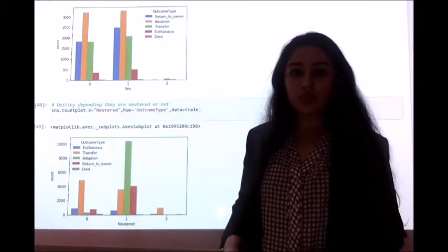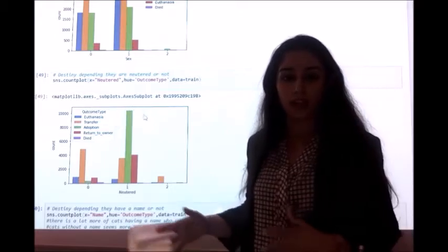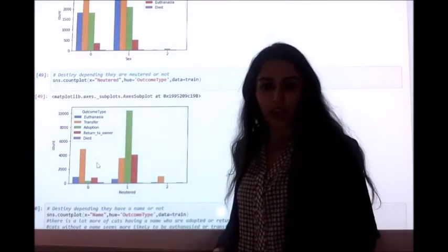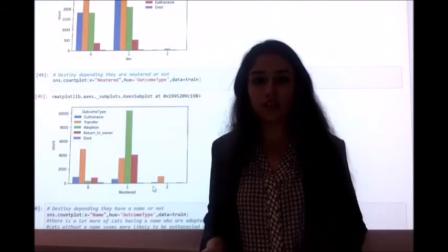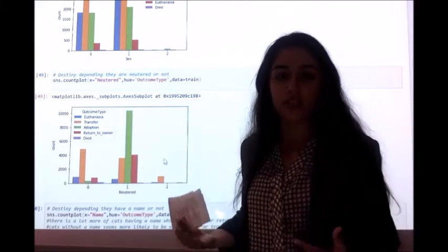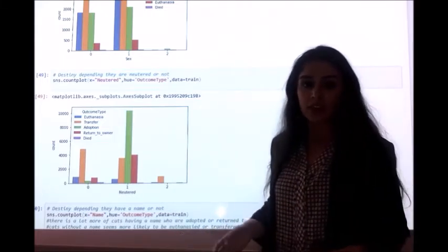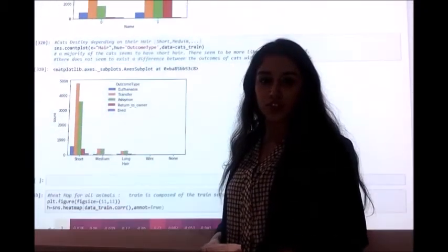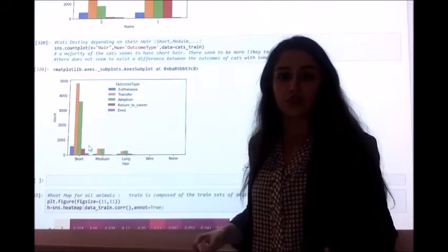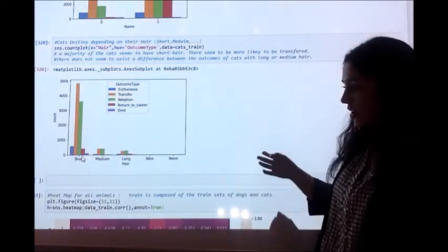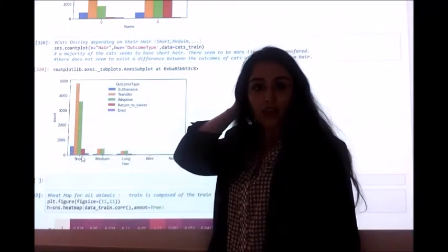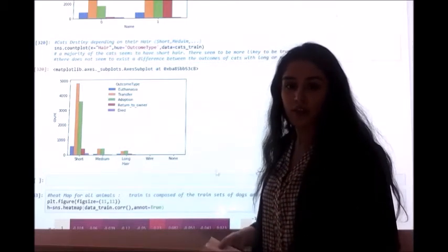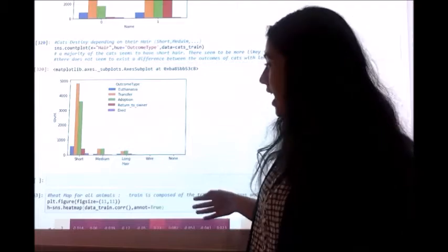We can see that neutered animals are much more likely to be adopted or returned to their owner, in contrast to non-neutered animals or animals whose status is unknown. It's the same observation whether an animal has a name or not. For the cats, the ones with short hair seem more likely to be transferred than adopted, in contrast to the cats with other types of hair, who have the same chance of being adopted or transferred.